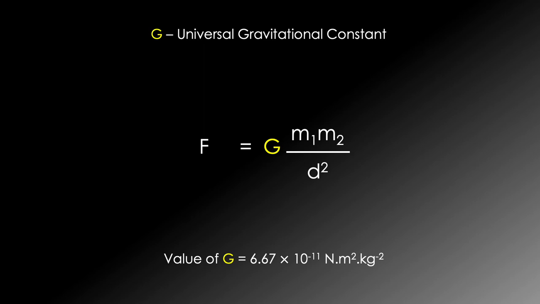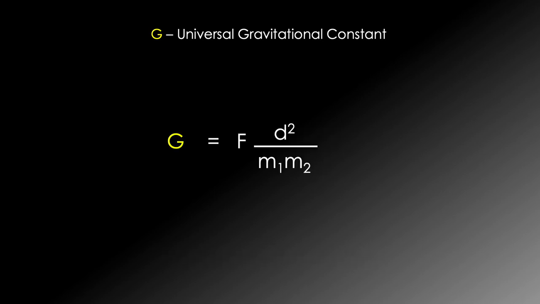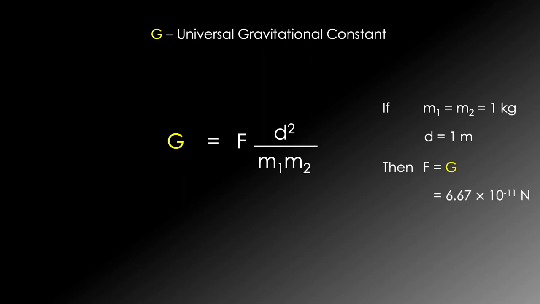Now, what is the meaning of the universal gravitational constant and what is its definition? So from this equation, we get the value of G as F d square upon m1 m2. Now, if the masses are 1 kilogram each and they are separated by a distance of 1 meter, we would find that the value of G would be equal to the force of attraction between the two masses. And that force of attraction experimentally has been found to be 6.67 into 10 raised to minus 11 Newton.